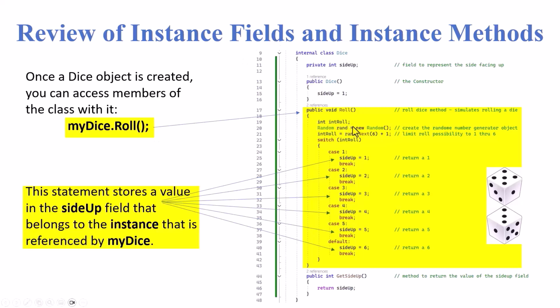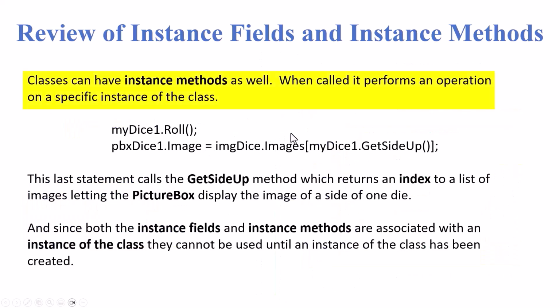So we could have two dice side by side. One could have a 2 in it, one might have a 5 in it. That basically allows us to roll two dice. Classes can have instance methods as well. When called, it performs an operation on a specific instance of the class.